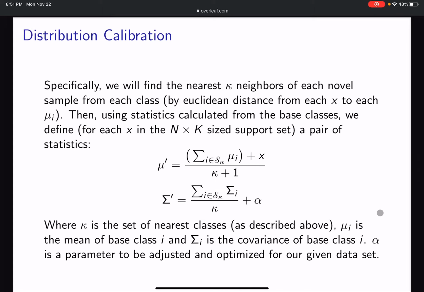Specifically, we will find the nearest kappa neighbors of each novel sample from each class, measured by Euclidean distance, and then, using statistics calculated from the base classes, we define these new statistics, mu prime and sigma prime. Note that mu prime is essentially just the mean of the average of the nearest neighbors to x, and sigma prime is just the mean of the covariances of the nearest neighbors to x, plus alpha, which is a parameter.